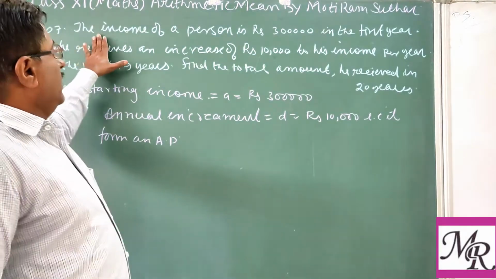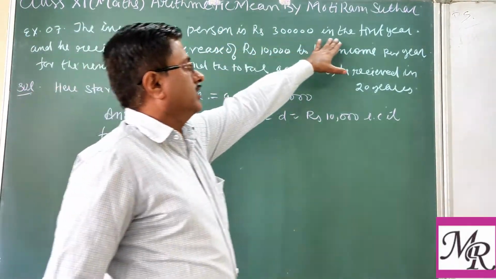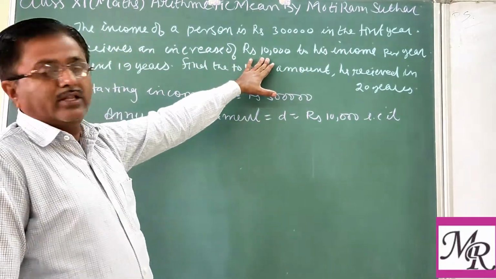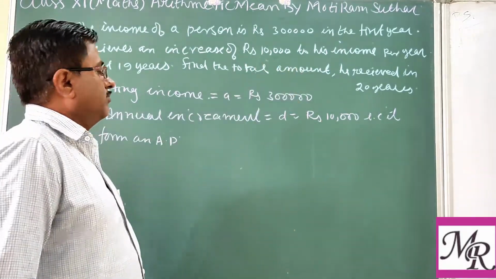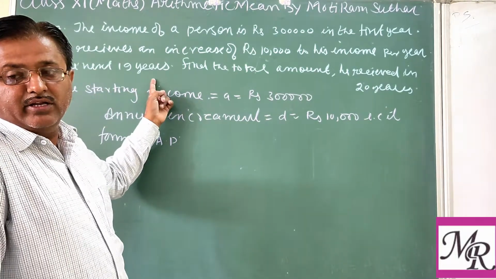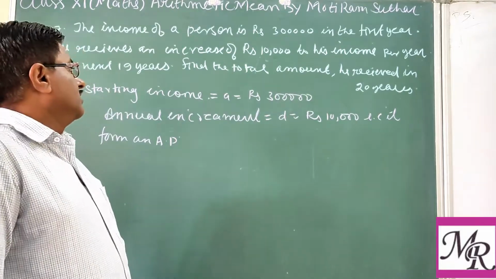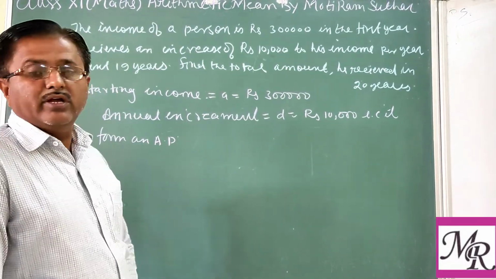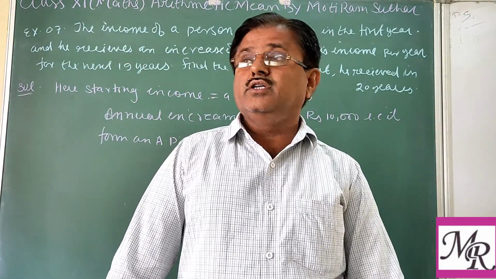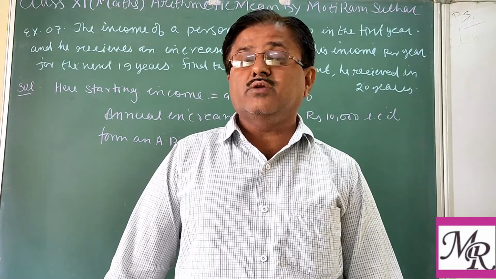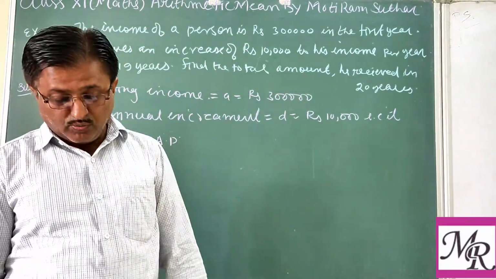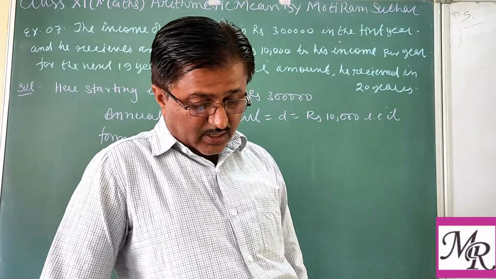Now the question says the income of a person is rupees 3 lakh in the first year and he received an annual increment of rupees 10,000 to his income per year for the next 19 years. Find the total amount he received in 20 years. What will be the total income he received in 20 years of service? So we want to find the total sum, and we can use the formula of Sn.